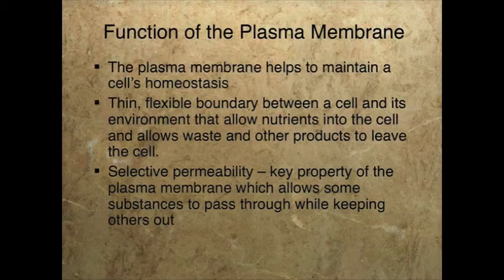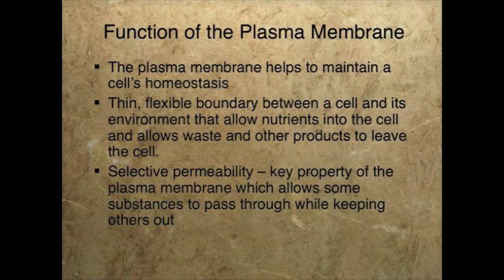All right, so the whole function of the plasma membrane or the cell membrane, different textbooks use different names, but they're referring to the same thing. The plasma membrane helps to maintain a cell's homeostasis. It's a very thin, flexible boundary that allows nutrients into the cell, and it allows wastes and other products to leave the cell. But it helps to keep and maintain that internal environment that the cell needs in order to carry out its job.